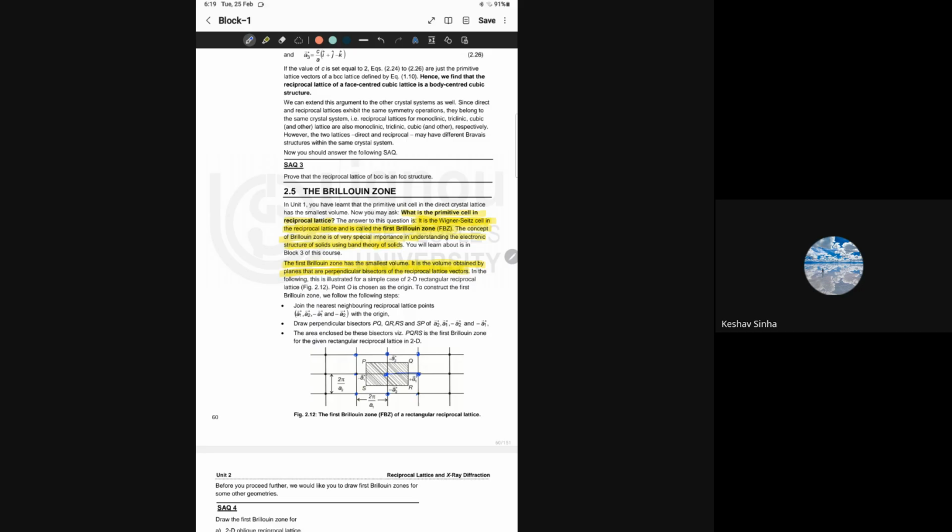Between these two points, this is the perpendicular bisector. Similarly between these other pairs of points. Of course, if you take this and this, the perpendicular bisector will be somewhere here. It is assumed that this line is beyond this rectangle. That's why this rectangle is the primitive cell in the reciprocal space, and this is the first Brillouin zone. Okay.